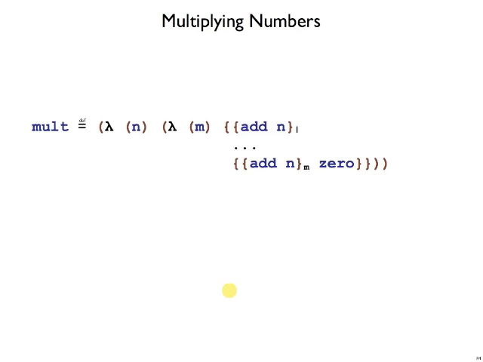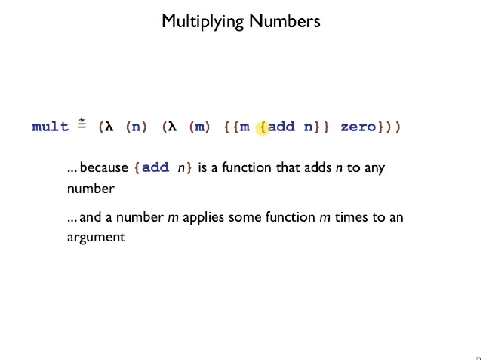You can play the same trick to multiply numbers. When you have n and m to multiply, what you want to do is start with 0 and add n m times. Notice that add applied to n is a function that wants 1 more argument so that it can add n to it. But we can take that function and reuse it m times, starting with 0, and multiply m and n together. Again, we're relying on the encoding to implement multiply this way.